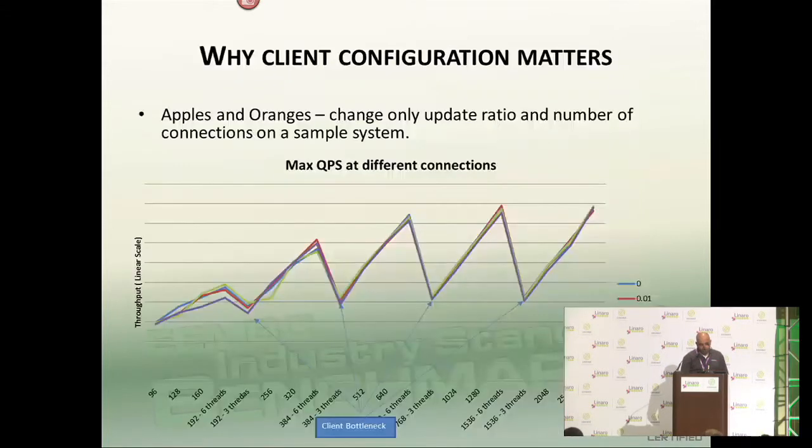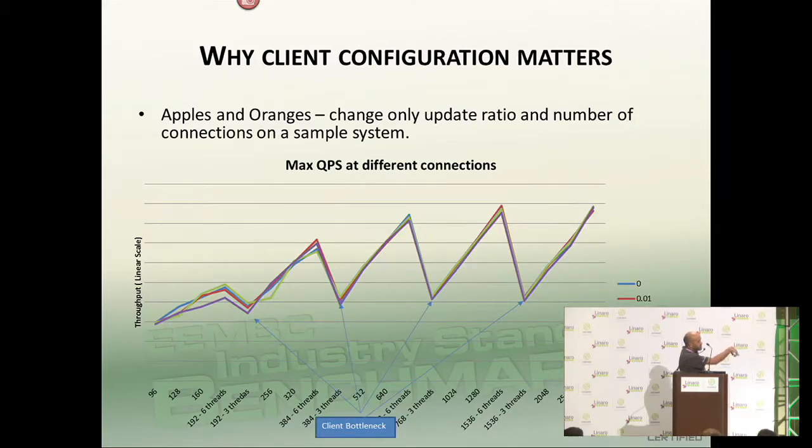So the other question is, why does client configuration matter? We have standardized certain things on the server side, but why does a client configuration matter? Here are a few different clients running the exact same workload, and on the bottom, if you just vary the number of threads with the same number of connections, you can see a huge variation in the throughput.